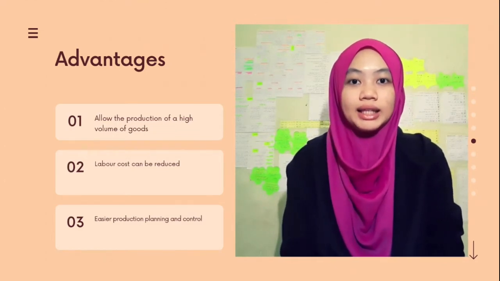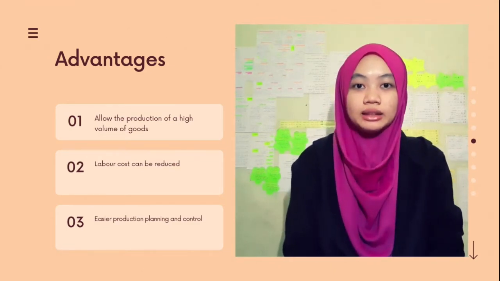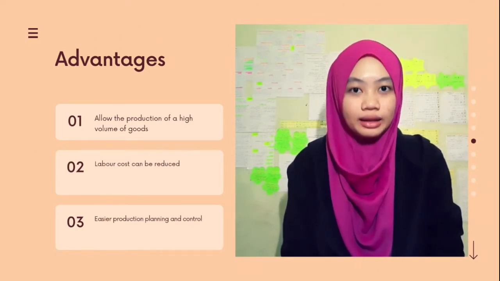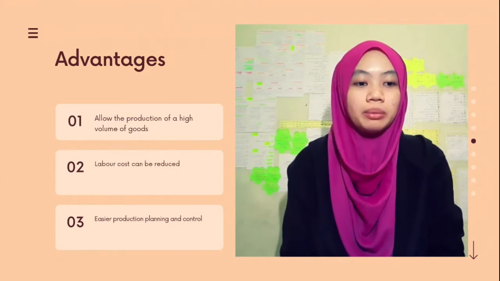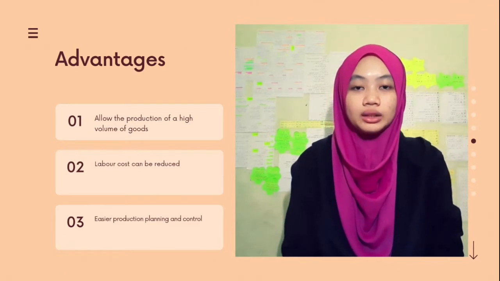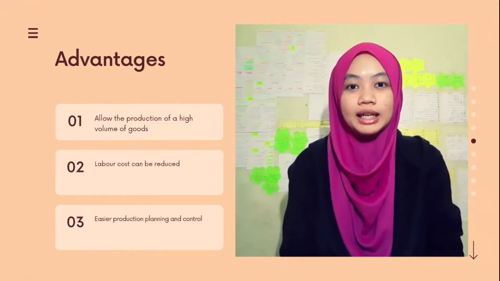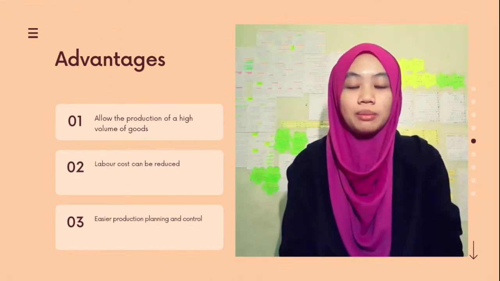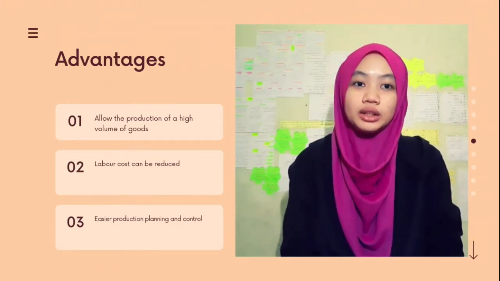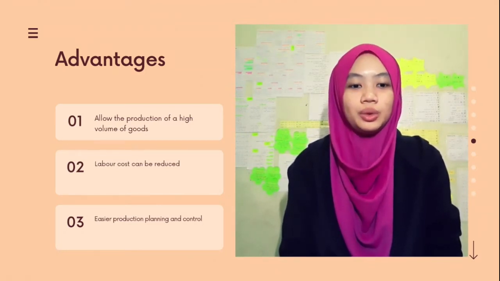The first advantage is that it allows the production of a high volume of goods. This means the factory can produce a large quantity of production at a time. Second, labor cost can be reduced, because most of the time the factory is using machines to operate and doesn't really need labor to do the production. So that is why the labor cost and company operating expenses can be reduced.